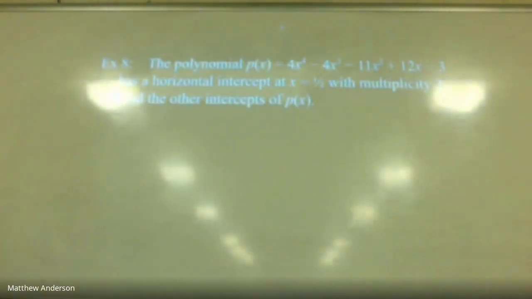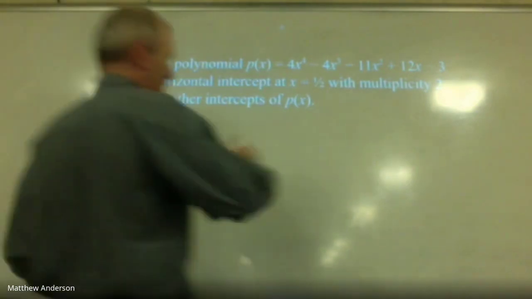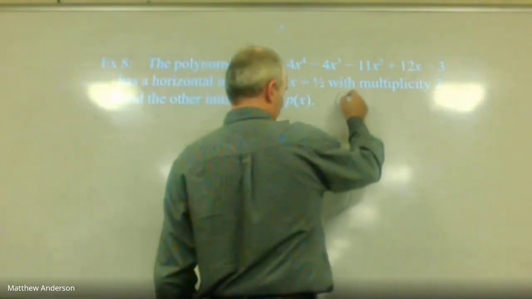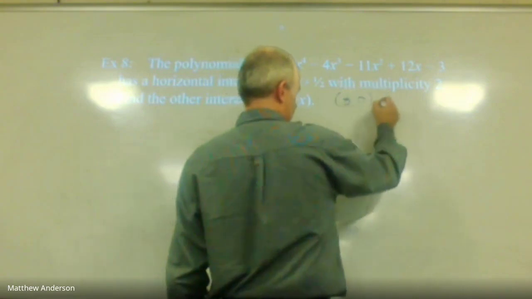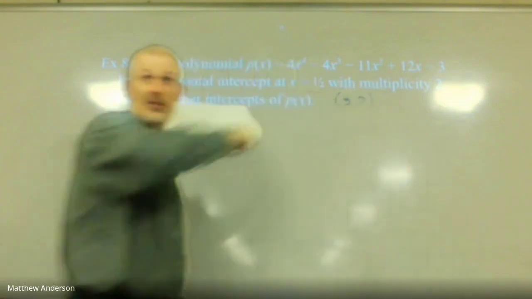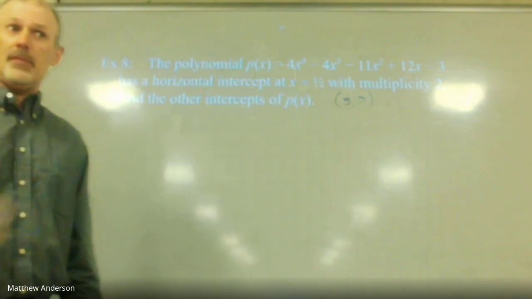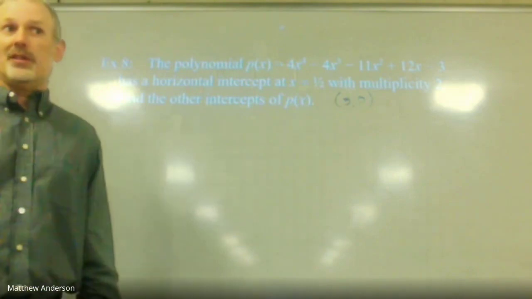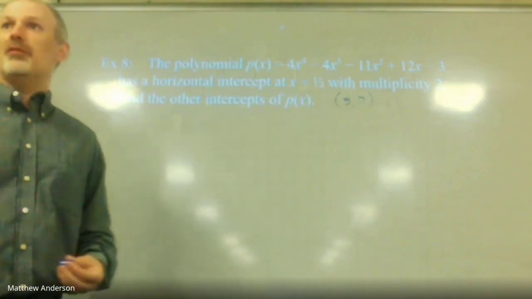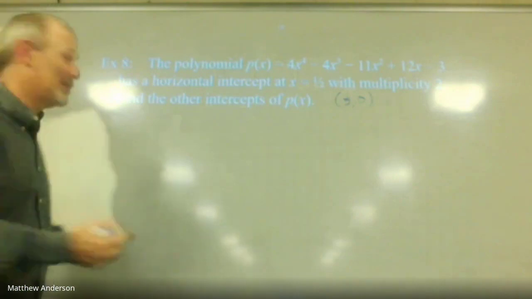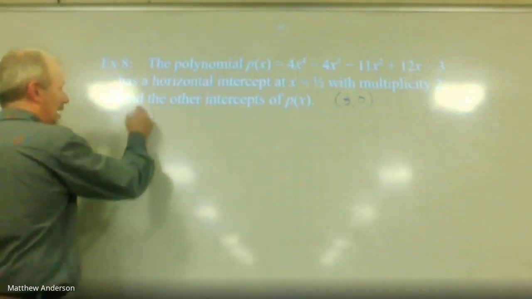Looking at this one, it says the polynomial p of x equal to that thing has a horizontal intercept at x equals 1/2 with a multiplicity of 2. Find the other x-intercepts. So what they're saying is 1/2 comma 0 is an intercept. It's a horizontal intercept, right? And they're saying it occurs twice, which also means that it's a 0 of the function. So we can do the same thing we've been doing. We can even do it with this fraction, 1/2.